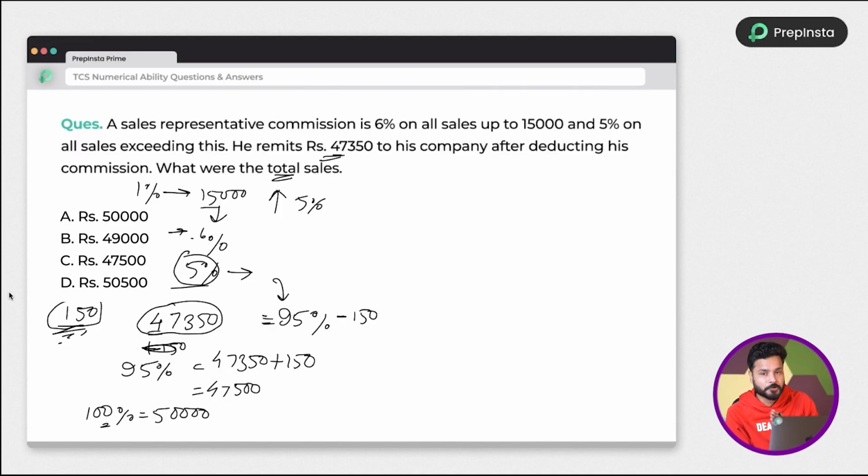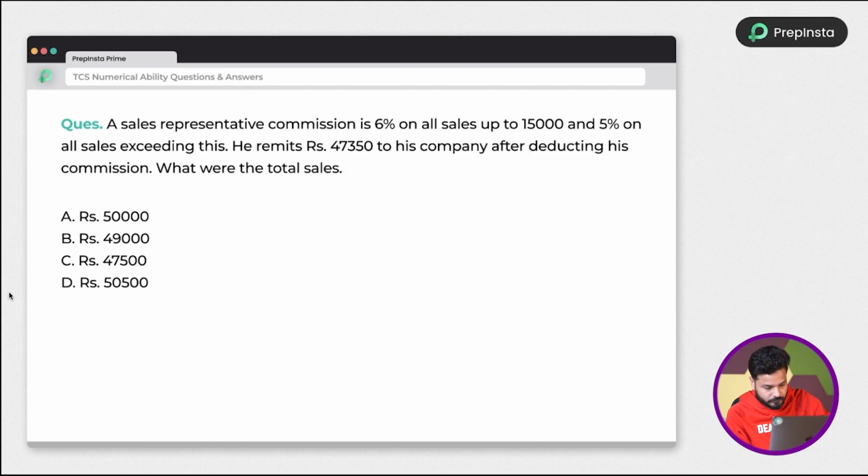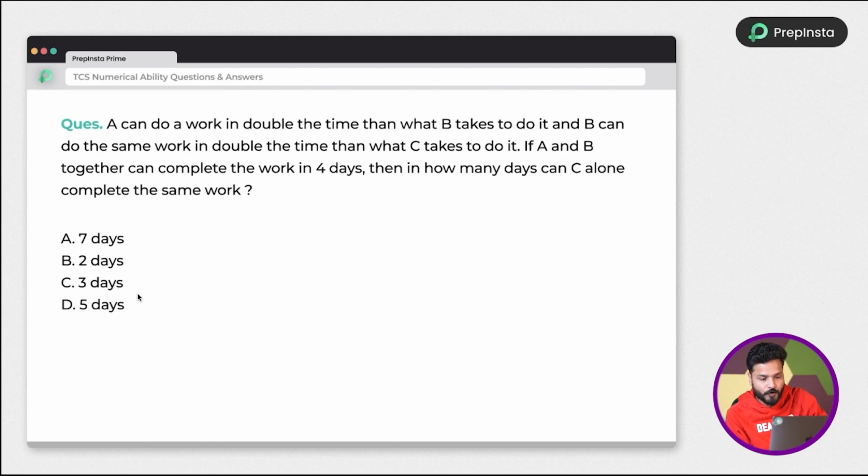I'm not solving any general question. I'm solving all the trick questions, and these are very common. So this is one question which was asked in TCS multiple times. Right? Let's move on to the next question then. So here's the next question, that's on time and work.